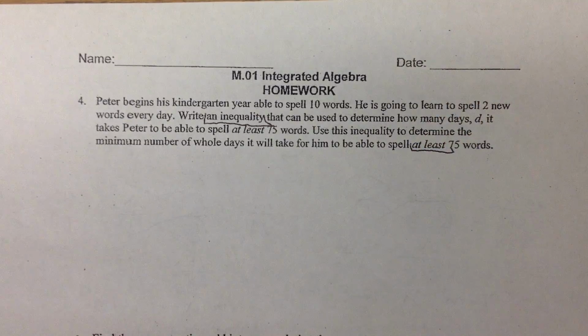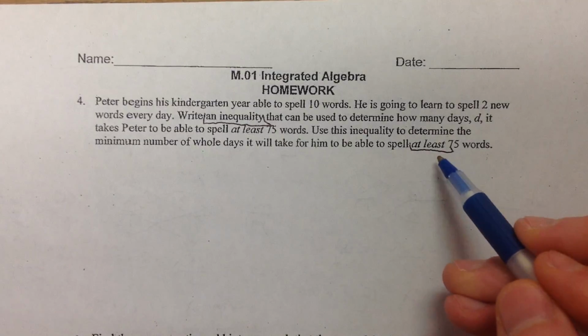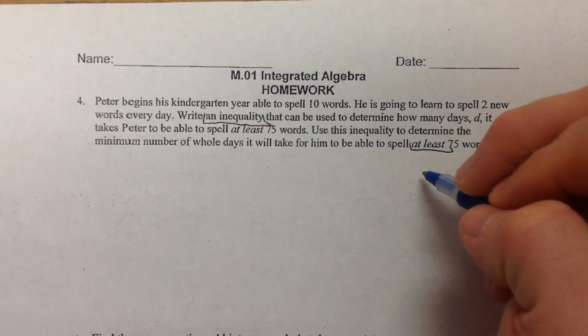All right, so a couple of things here. It says write an inequality, so we have to make sure that we write an inequality. If we write an equation, we will lose points. So we have to make sure that we're using a less than, a greater than or equal to, less than or equal to, one of those symbols. Now the question is, which one do we have to do? Well, it says at least 75 words.